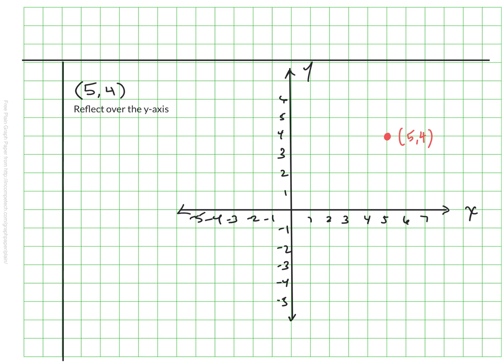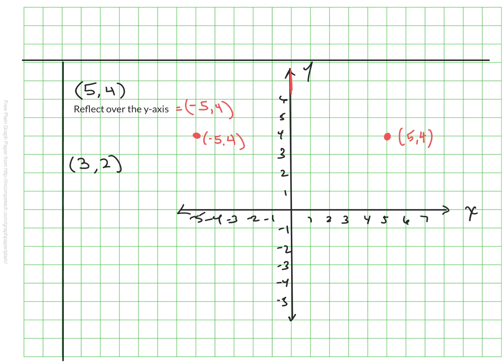I remember that if I'm reflecting over the y-axis, that's this one, this would be my mirror. I'm going to use the same y value, but the opposite x value. So instead of going to the right 5, I'm going to go to the left 5, but still go up 4. So my point would be at negative 5, 4. So I'm going to go ahead and write that.